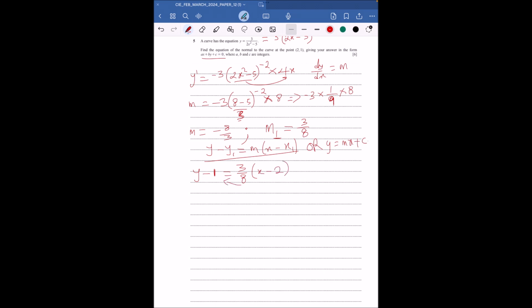So from here I can cross multiply, so 8y minus 8 is equal to 3x minus 6. So I can move everything to this side since they want x. So 0 is equal to 3x minus 8y, then 8 minus 6 is 2. So my a is this, my b is this, my c is this. So 3, minus 8 and 2.